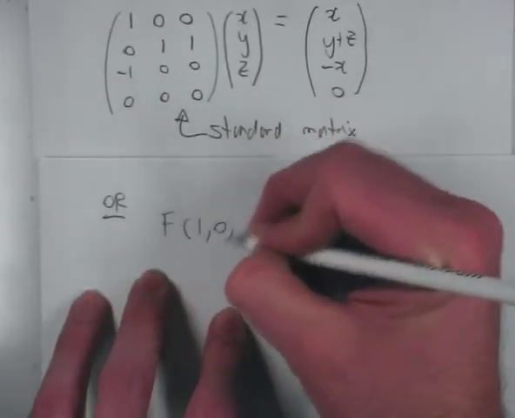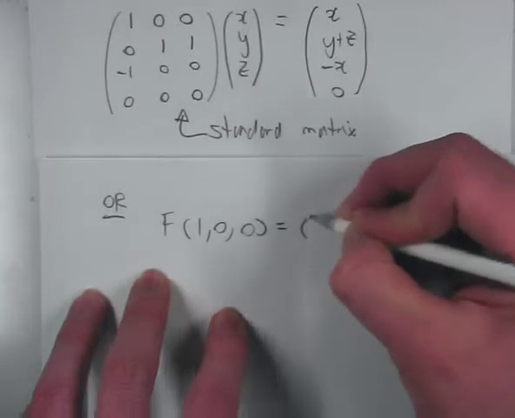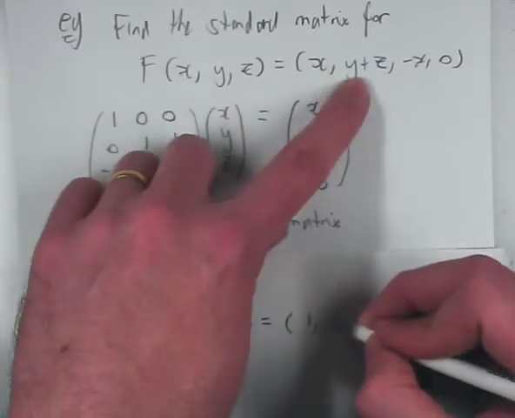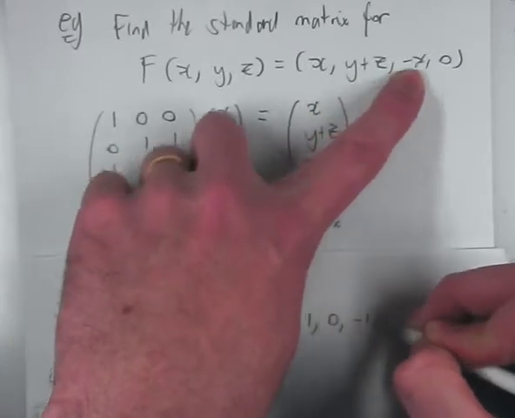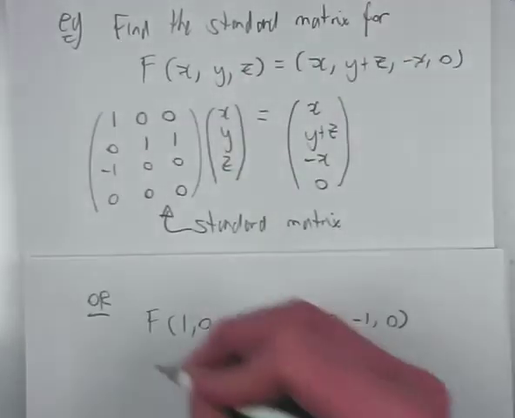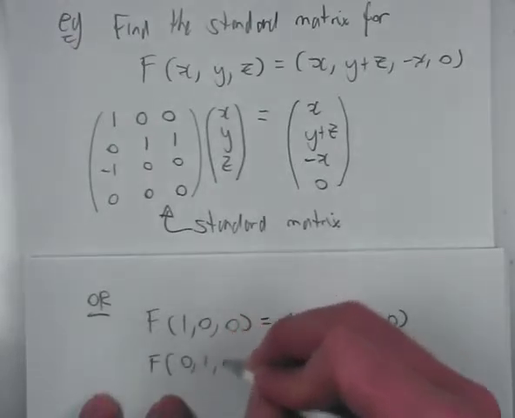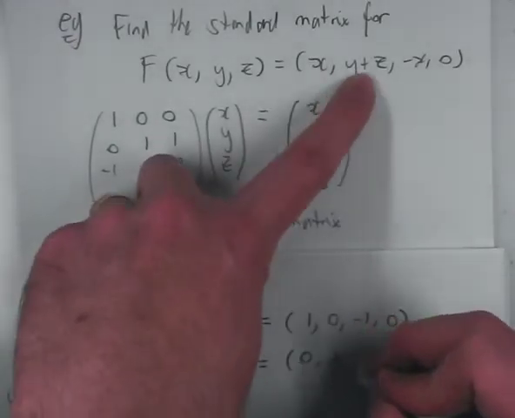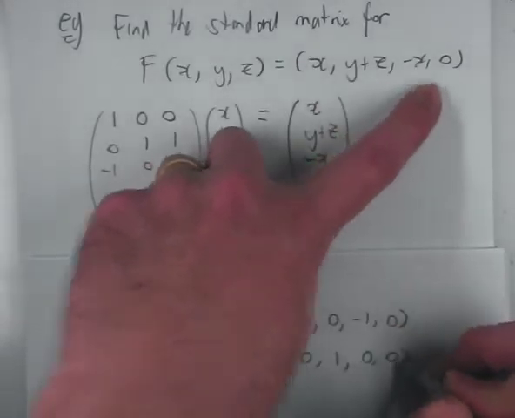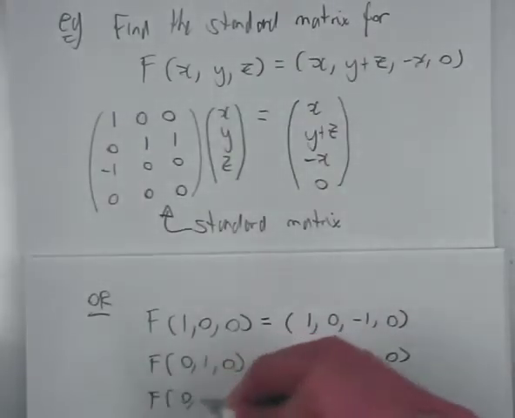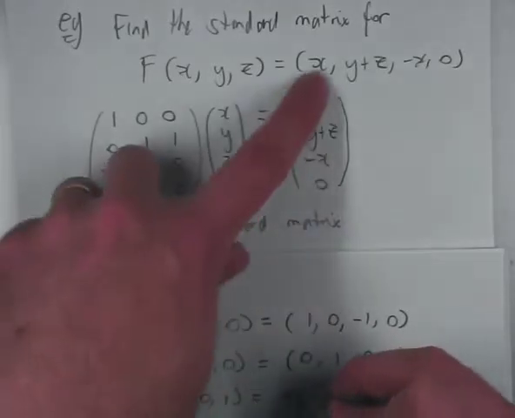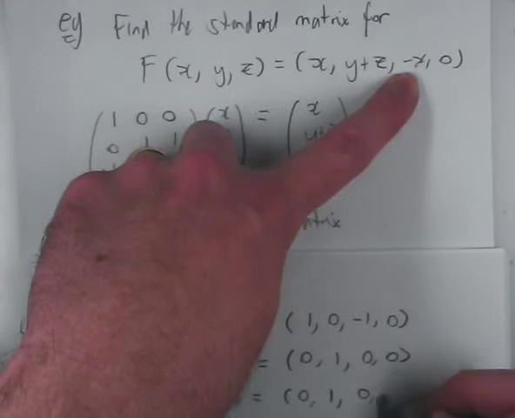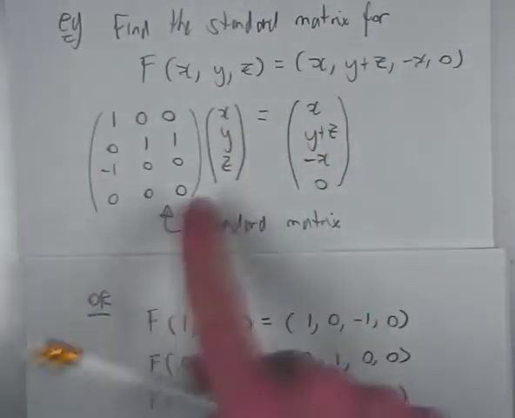So I could just as easily have done this. f of 1, 0, 0 is, subbing 1, 0, 0 into the formula, I get 1, 0, minus 1, 0. Awesome. And f of 0, 1, 0 is 0, 1, 1, 0. And f of 0, 0, 1 is 0, 1, 0, 0. And they are the 3 columns of this matrix.